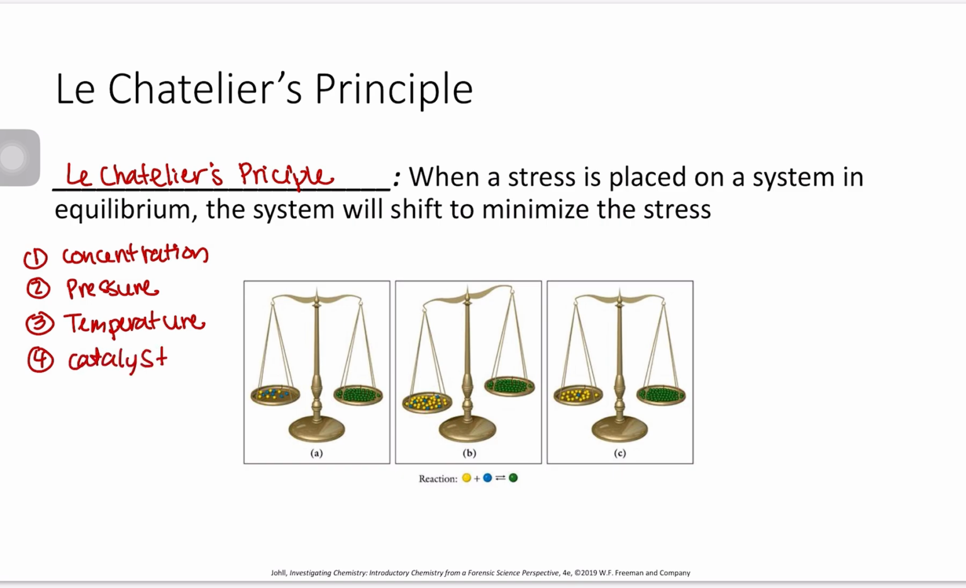So when a stress is placed on a system in equilibrium, whether that stress is increasing the concentration, increasing the pressure, manipulating the temperature, or adding a catalyst, that system is going to shift to the reactants or the products to maintain the equilibrium and minimize the stress. In this class, we're really only going to be looking at the concentration and, as we manipulate the concentration, how the system will respond.